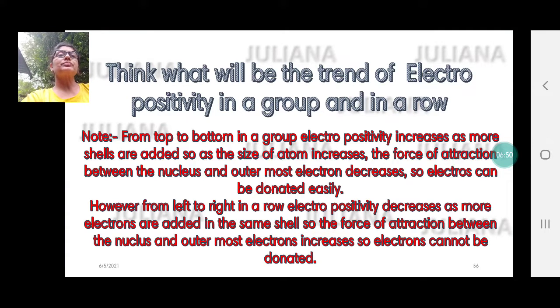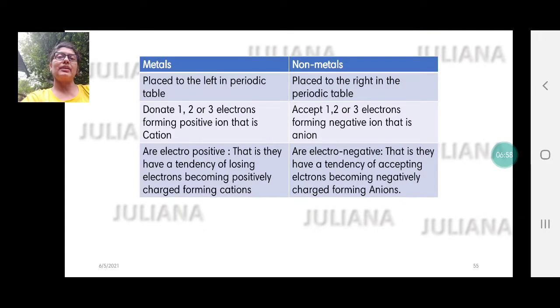Now think what will be the trend of electropositivity in a group. So this is your homework. You need to tell me or understand what is the trend for electropositivity. Does it increase or decrease across the group, and across a period?